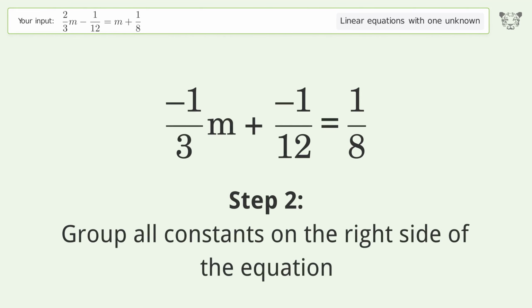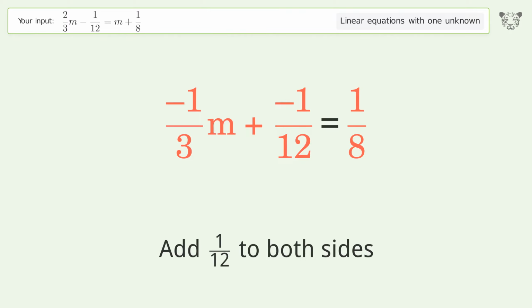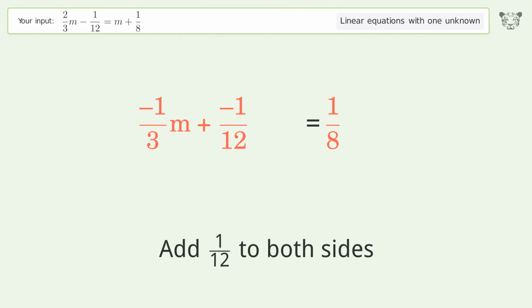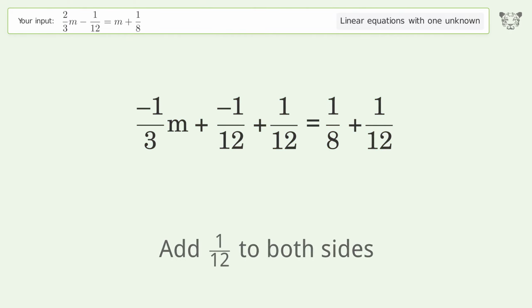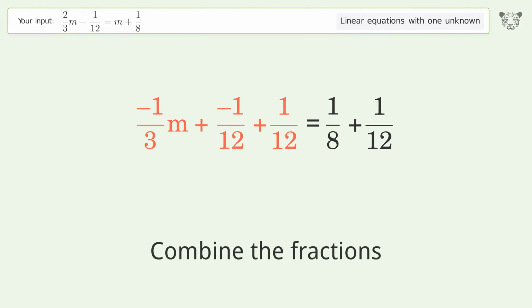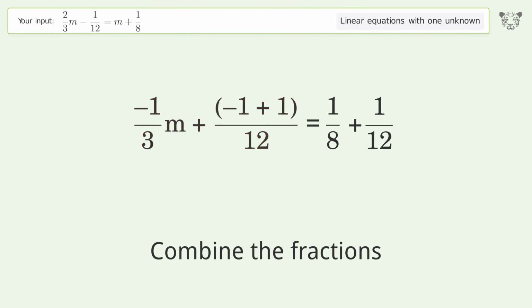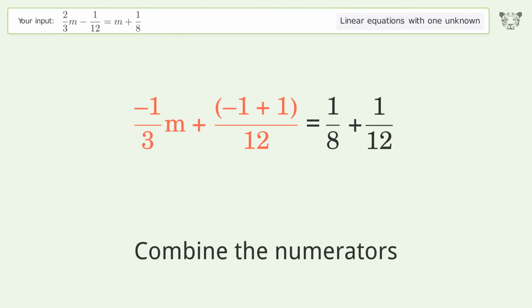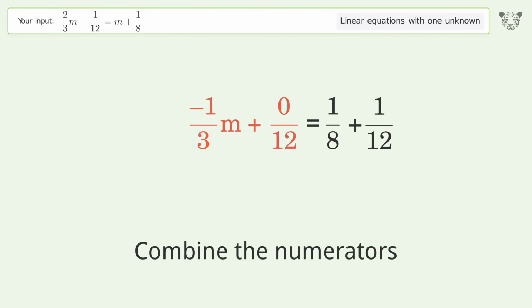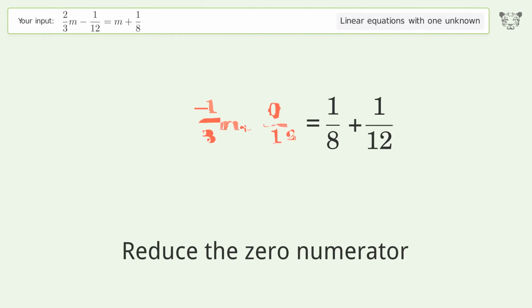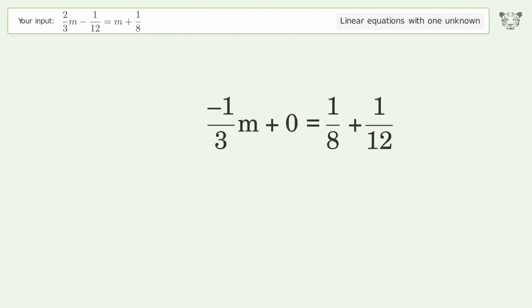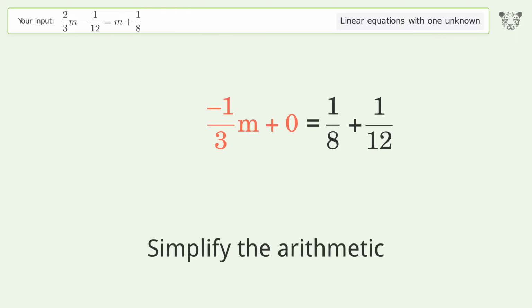Group all constants on the right side of the equation. Add 1/12 to both sides. Combine the fractions. Combine the numerators. Reduce the zero numerator. Simplify the arithmetic.